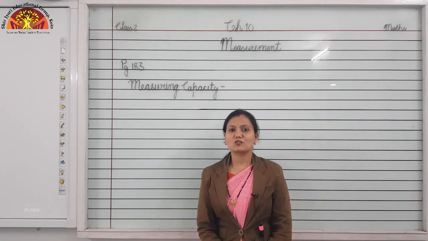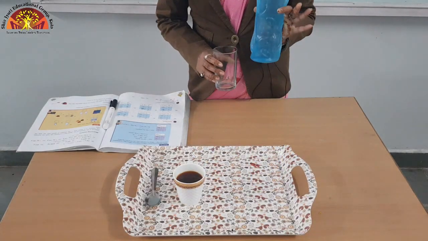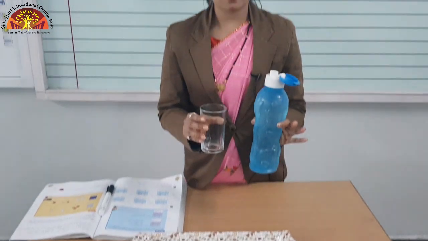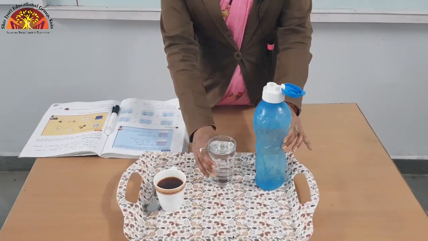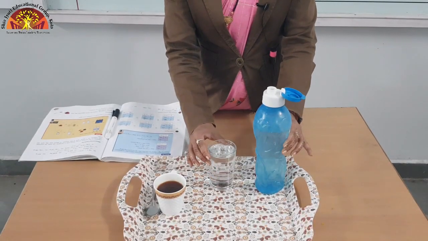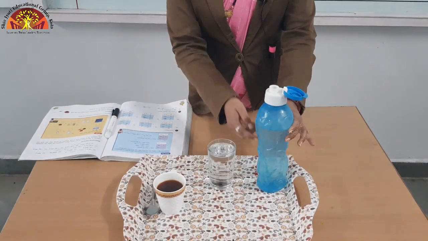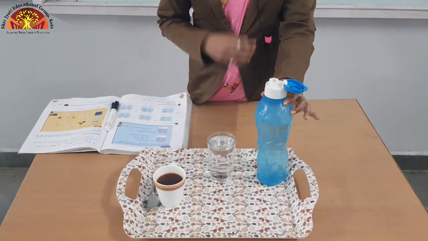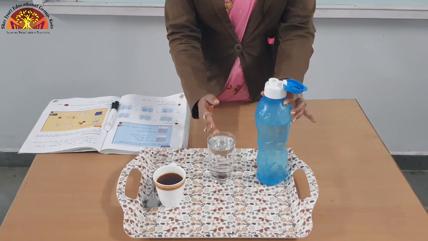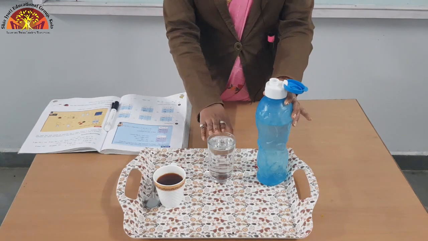Measuring capacity. Let's see with the help of an example. I am having a filled water bottle and a glass. I'll pour this water in a glass. We can see a glass is full of water and still some water is left in this bottle. So we can say the capacity of the bottle is more than a glass, or a glass can hold less water than a water bottle.